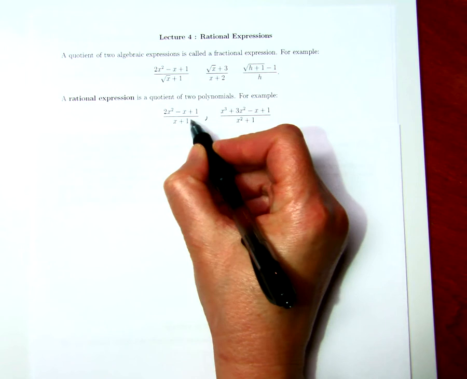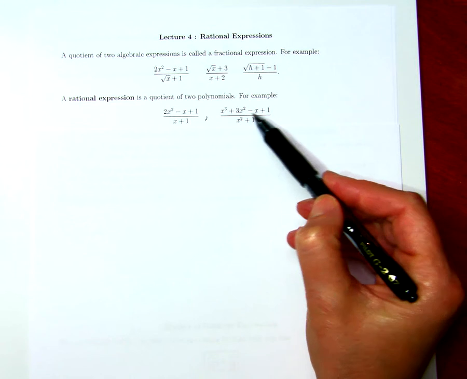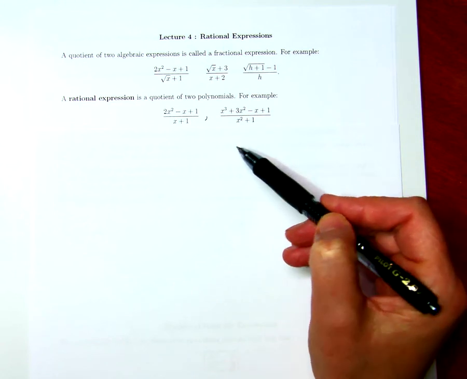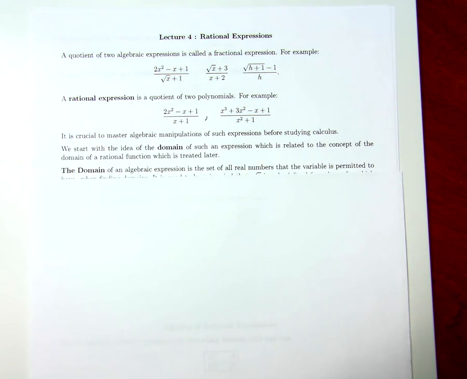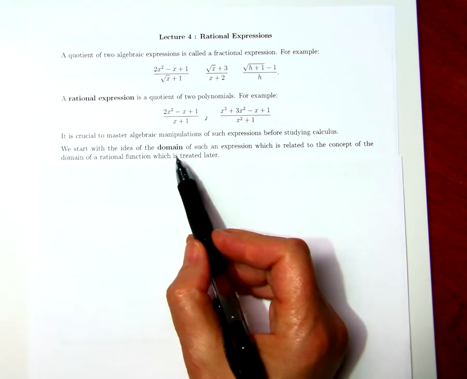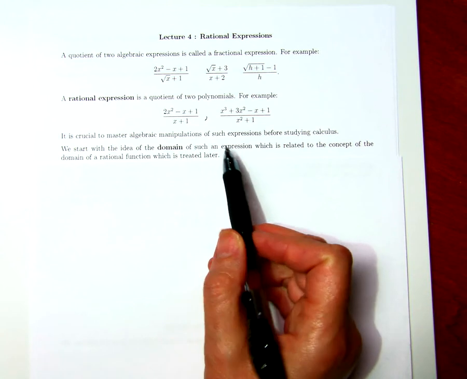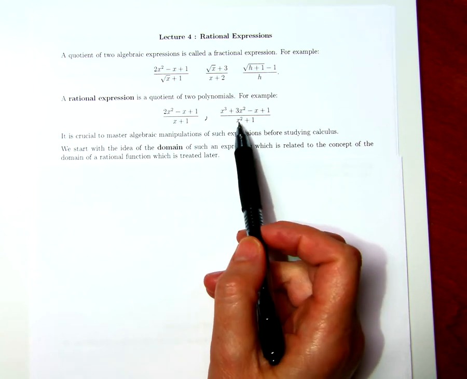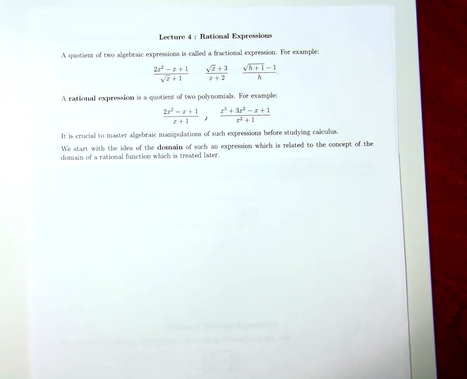It's a polynomial of degree 2 divided by a polynomial of degree 1, and here we have a polynomial of degree 3 divided by a polynomial of degree 2. It's really important to master the algebraic manipulation of these expressions. The first thing we need to determine about them is what the domain of such an expression is. In other words, which real values of x make sense in this particular expression.